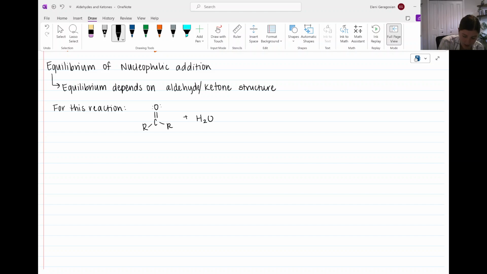We add water and some acid is present in solution. We have an equilibrium reaction where we are forming the gem diol. So we still have the carbonyl carbon bonded to both R groups, and the carbonyl oxygen becomes an OH group, and another OH group is added to that carbon. How that specifically happens is covered in the previous video. So the mechanism for this reaction is in the previous video. So using this as our model of what reaction is occurring, let's look at the KEQ values for a few different aldehydes.